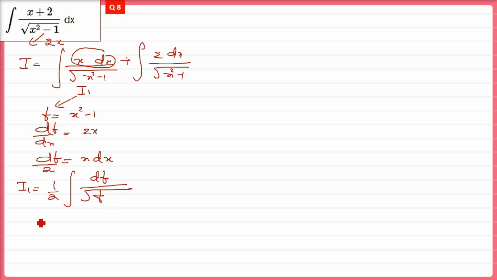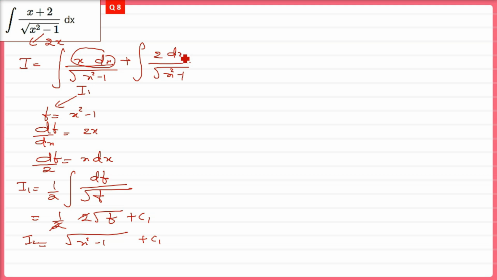This integration we already know. I told you in the beginning of this exercise and various other times, it's twice under root t. The 2 gets cancelled, you get only under root t. T is x square minus 1, so under root x square minus 1 plus constant of integration c1. This is your I1. How about I2?